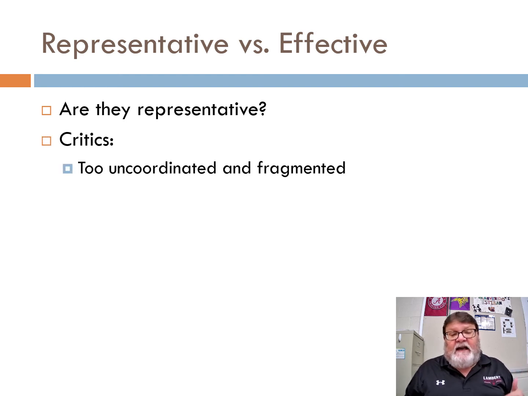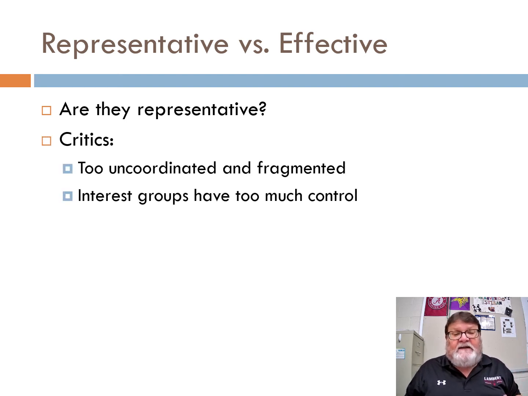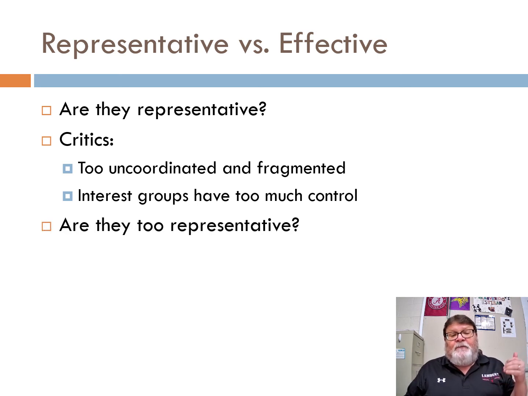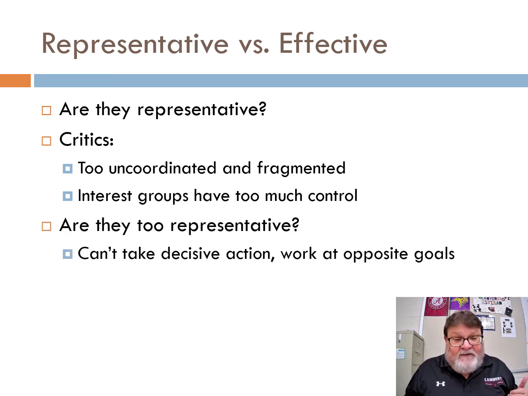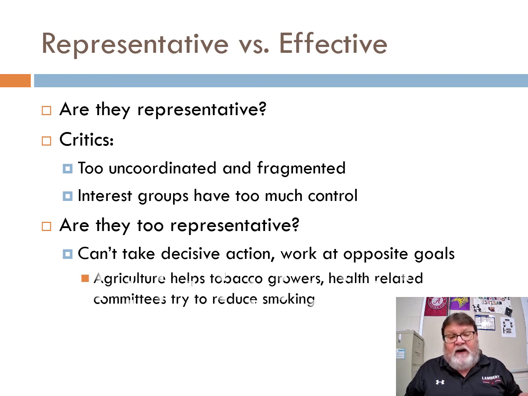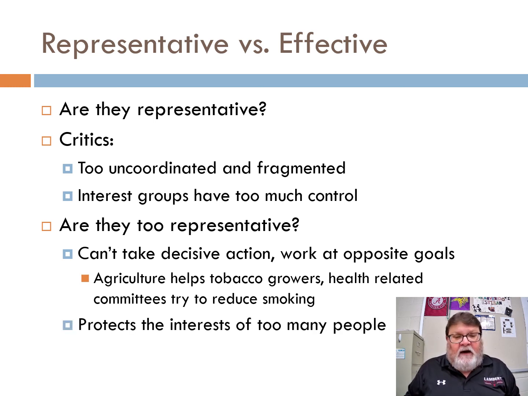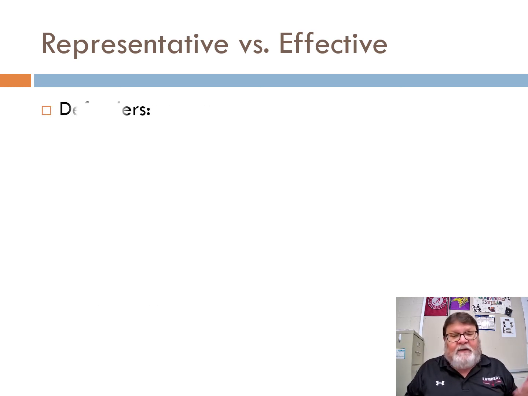Are they representative? The critics say it's too uncoordinated and too fragmented. Interest groups have too much control. Some people say they're too representative. They can't take decisive action. They work at opposite goals. An example I always use: the agriculture part of Congress helps tobacco growers, but the health-related parts of Congress try to reduce smoking. That doesn't make any sense. Excuse me, but that's the way it is. So it's hard. If you remember those political science theories, this would be hyperpluralism. The critics would say that this is a hyperpluralistic problem. They say they protect too many interests of the people.